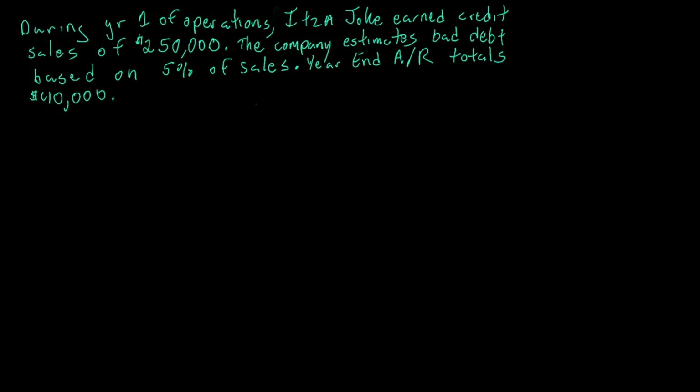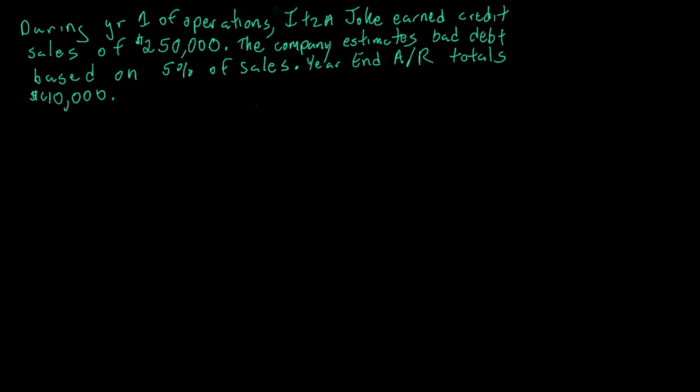Okay, gang, we're going to take a quick look at an illustration of how to properly apply the estimates under the allowance method by using the percentage of sales. Remember, gang, the percentage of sales is the easiest of the two methods in my opinion because whatever amount is calculated goes directly into the journal entry. So let's take a look. During year one of operations, It's a Joke earned credit sales of $250,000. The company estimates bad debt based on 5% of sales. Year-end accounts receivable totals $40,000.